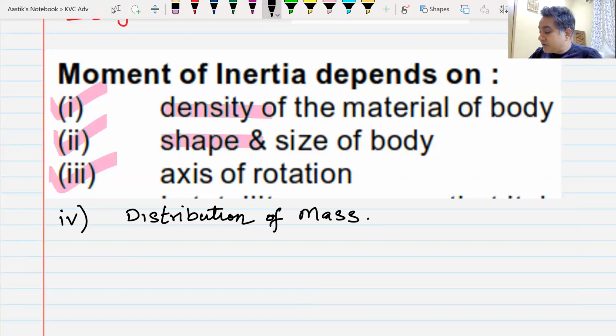We now talk about its dimensions and the SI unit. The SI unit becomes kg into meter square for moment of inertia. The dimensions become ML square. Do we understand this? Yes or no?